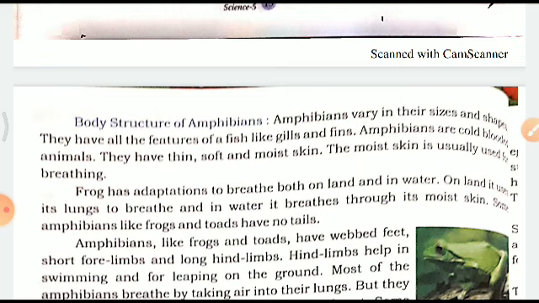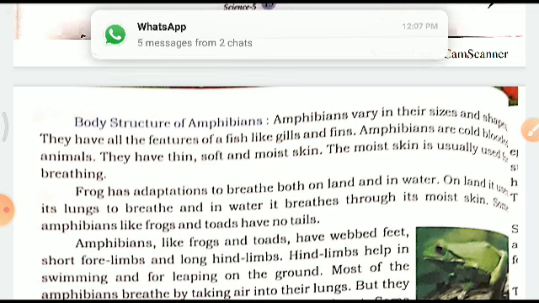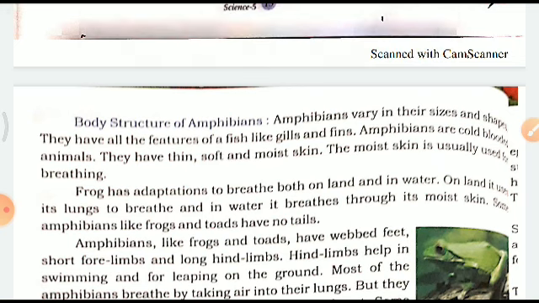Frogs have adaptation to breathe both on land and in water. On land, it uses its lungs to breathe, and in water, it breathes through its moist skin. So, frog is especially gifted with double respiratory organs. In water, it breathes through this. पानी में जब वो होता है तो वो स्किन के द्वारा सांस लेता है, और जब वो लैंड पे होता है तब वो lungs से, right?